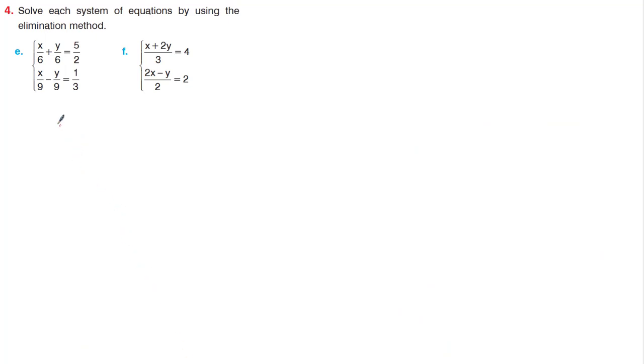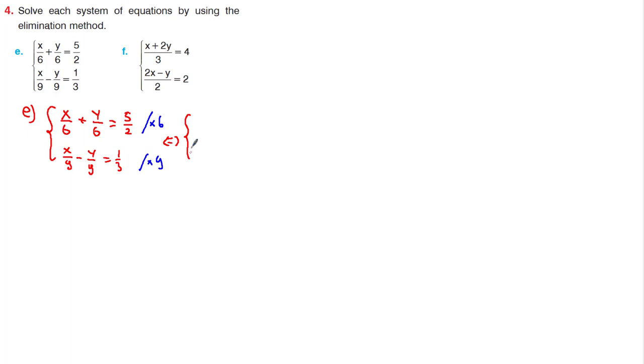We have two more examples left from exercise 4. Let's continue with E. So x over 6 plus y over 6 is equal to 5 over 2. And the second equation, x over 9 minus y over 9 is 1 over 3. We can multiply both sides of the first equation by 6 to get rid of the denominators, and both sides of the second equation by 9 to do exactly the same with the second equation.